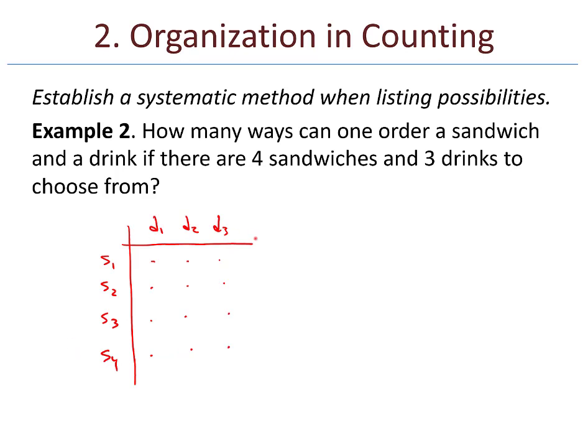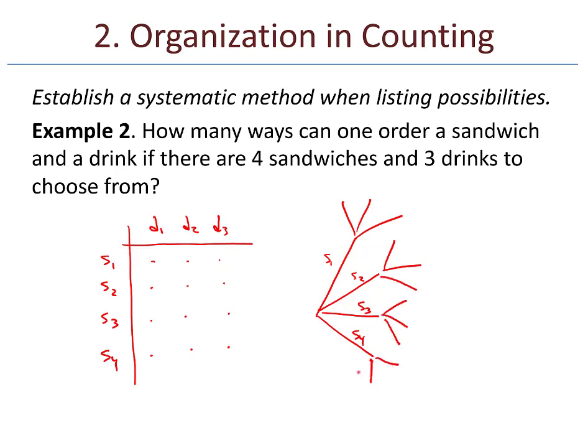There are 12 possibilities. Sometimes people use a tree to organize their counting. They might say, well, I have 4 choices for sandwich, so sandwich 1, sandwich 2, sandwich 3, sandwich 4, and then for each choice of sandwich, I have 3 drinks to choose from. 1, 2, 3, 4, 5, 6, 7, 8, 9, 10, 11, 12. So you can count 12 combinations altogether there.